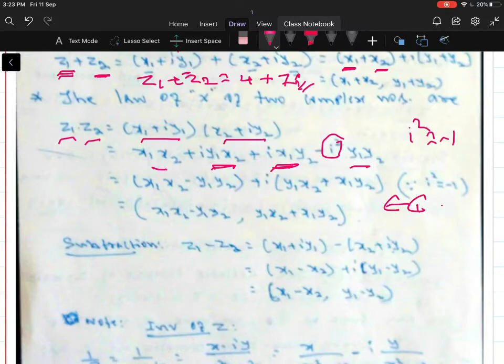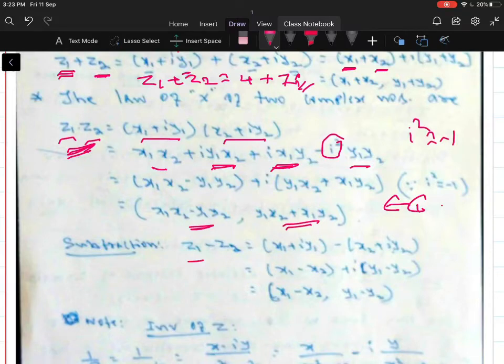Again it belongs to the complex numbers. So this can be written as an ordered pair. x1 x2 minus y1 y2 is the real part of the product of the two complex numbers, and y1 x2 plus x1 y2 is the imaginary part of the product of complex numbers z1 and z2.